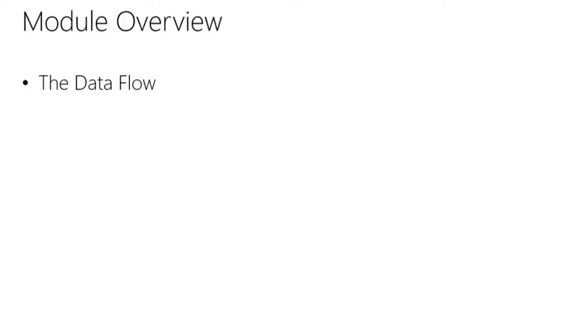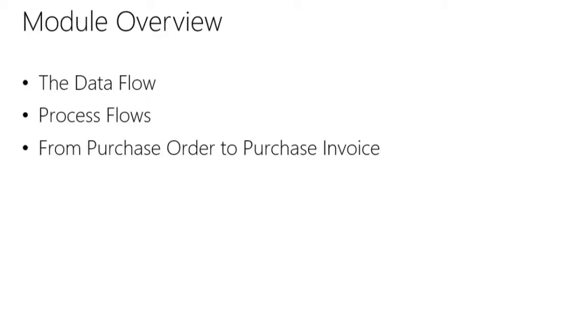Let's have an overview. In this module, I'm going to get started by explaining the data flow. It's important to understand where the data is coming from and where the data is going to in the application. Then we're going to have a look at process flows. I will start by introducing the purchase process flow from purchase order to purchase invoice. Then I'm also going to spend a little bit of time explaining what the purchase invoice looks like.